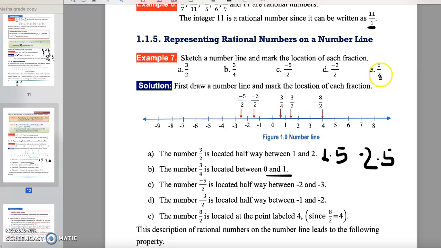And as we take this number, as we divide 8 by 2, it is 4. 4 is actually an integer, and as I told you, integers are also rational numbers, so it is 4.